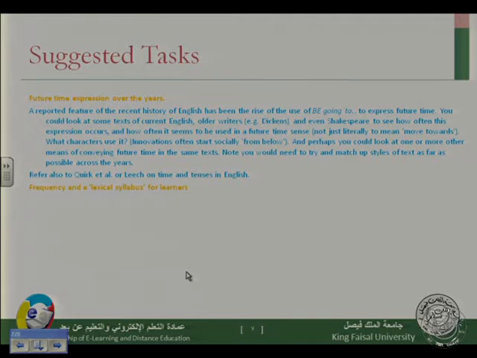Frequency and a lexical syllabus for learners. We talked about this many times. One way to use a corpus is to check the frequency of words, how many times a word is used. A lexical syllabus means that you have a course for your students, maybe not a whole course, maybe just a few weeks, or a full course teaching your students vocabulary. One way to do it is to check the corpus to get the most frequent words in English to be taught to your students.